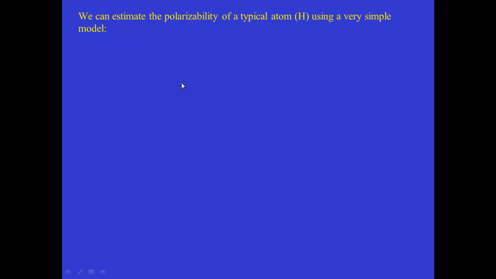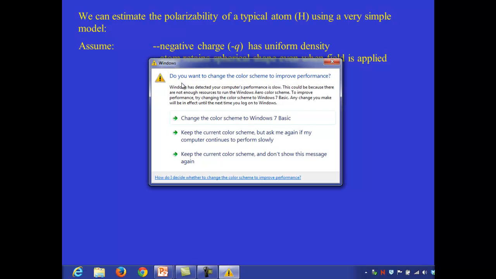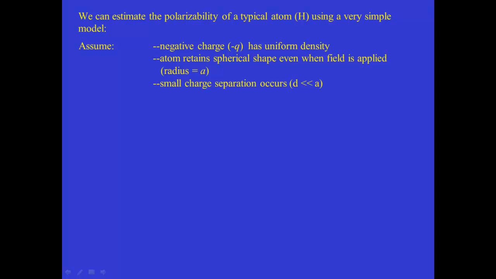But we can make a quick estimate by using a very simple model with the following assumptions. Assume that we've got a neutral atom whose negative charge has uniform density throughout the volume. And that's probably not a very good approximation, but it is a simple one to use just to get a rough idea of what the polarizability is. Then let's also assume that even though the positive and negative charge centers are displaced, the atom retains a spherical shape, even when the field is applied, with a radius of a, and that the separation of the charge centers that occurs is small. So d is that distance, and we'll assume it's much, much less than the radius of the atomic sphere.